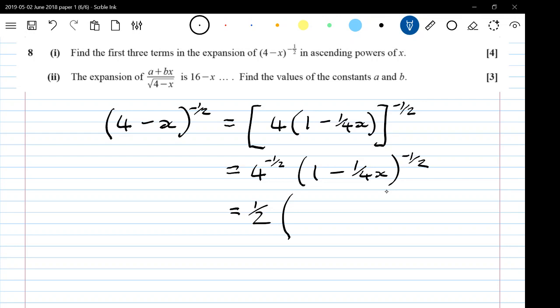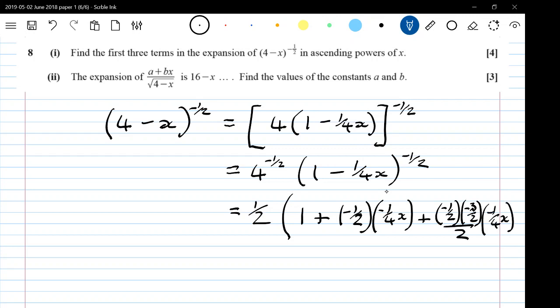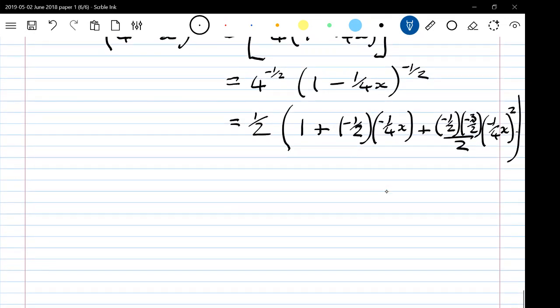So we then have the binomial expansion stuff, which you have the formula for. It's 1 plus n times x plus n times n minus 1 over 2 times x squared. And the question only wanted the first three terms, didn't it? So that's as far as we need to go. I should have put some dots in there, but I ran out of space.